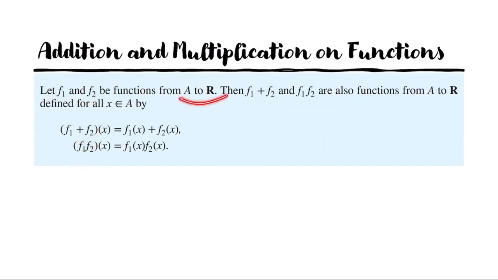But you need to be aware that we're only doing addition and multiplication with functions from set A. They both come from set A, so the input sets are the same, and they both go to the output set R. So be aware of the input and output sets. If both functions are going from the same set to the set of real numbers, then you are able to calculate the addition. You can add the two functions or you can multiply the two functions.